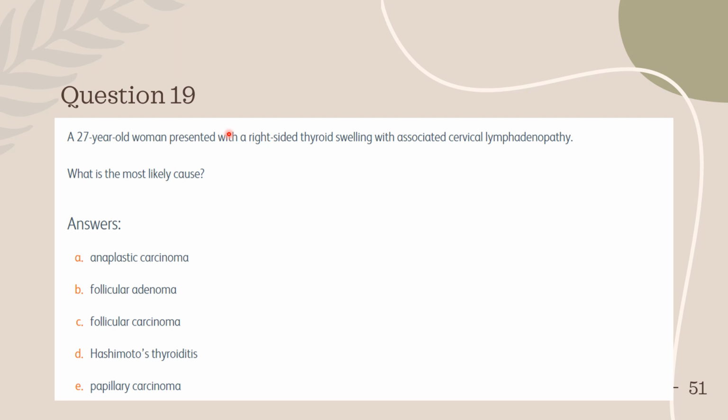This question: a 27-year-old woman presented with right-sided thyroid swelling and associated cervical lymphadenopathy. What is the most likely cause? So thyroid swelling and cervical lymphadenopathy. So they are asking which is the commonest thyroid swelling, associated also with lymph node. So anaplastic can have a drastic prognosis, a very grave prognosis, bad cancer, but the prevalence is very low.